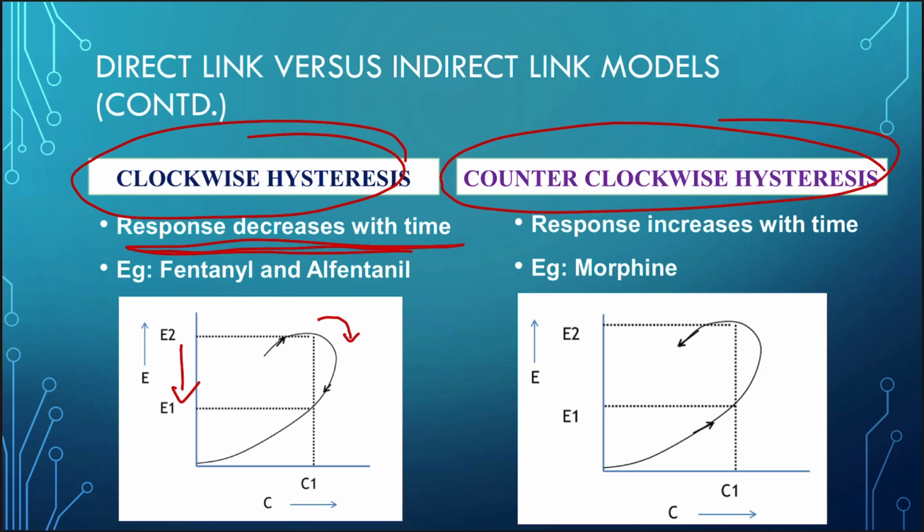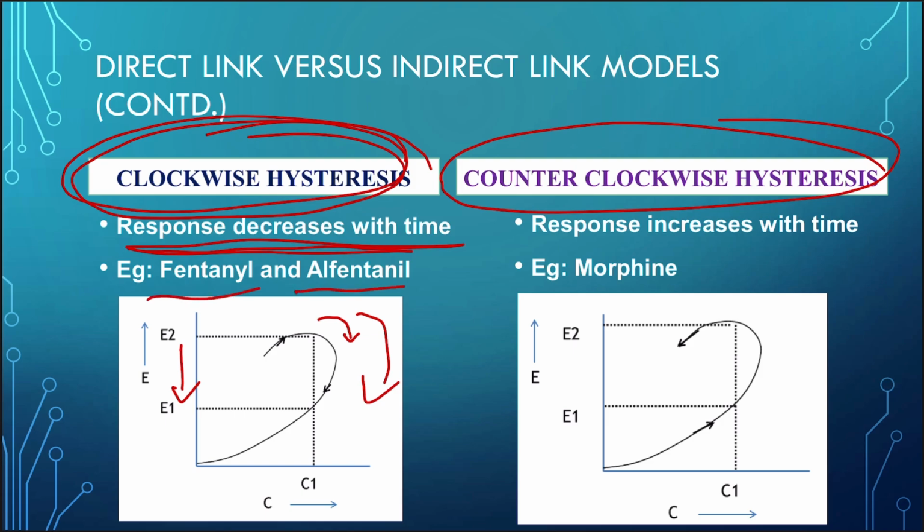This concentration is not the concentration at the effect site; it is the concentration in the plasma, which is coming into equilibrium with the effect compartment, which is a hypothetical compartment. As you can see, with the passage of time there is a decrease in the response in case of clockwise hysteresis. Examples of drugs showing clockwise hysteresis include fentanyl and alfentanil.